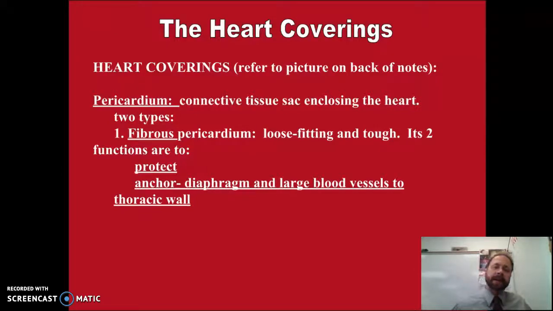And the pericardium is one type of covering. It's the sac that encloses the heart. The fibrous pericardium is loose-fitting and tough. Its main jobs are to protect and to anchor. Having that toughness is great protection. So where does it anchor? It anchors to the diaphragm and anchors the large blood vessels to the thoracic wall.